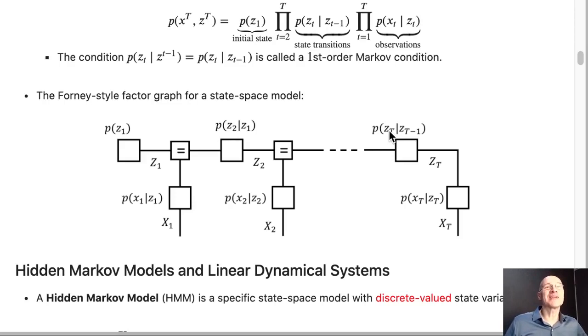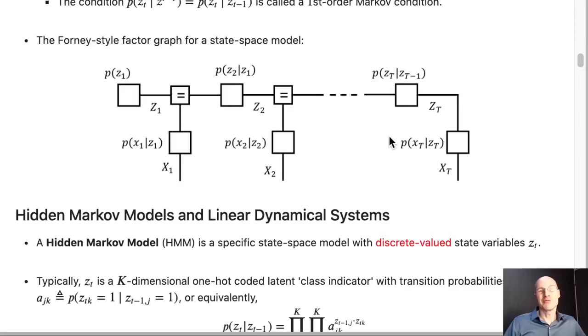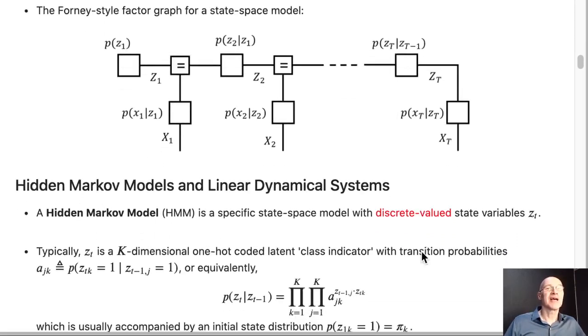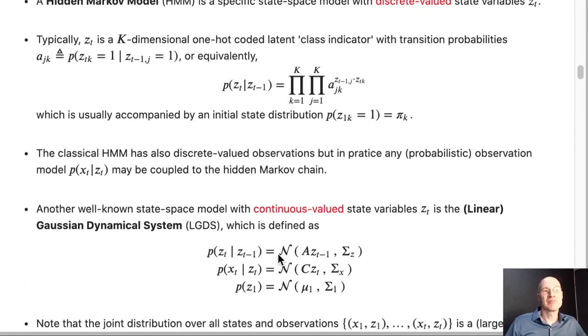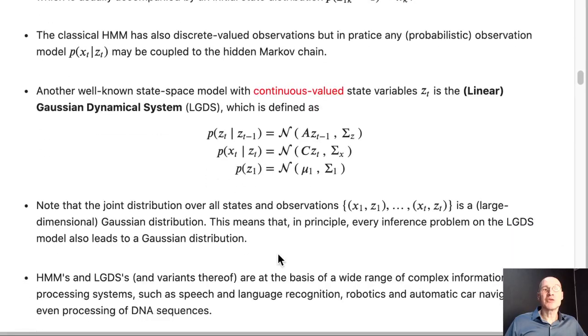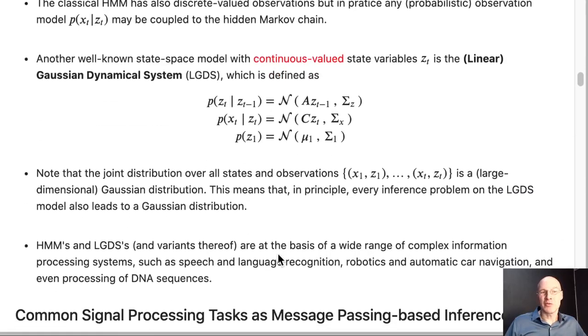But the most common case is when z of t is assumed to be drawn from a Gaussian, and then we say, okay, this is a Gaussian dynamical system. So these are two very big classes, the hidden Markov model on a discrete alphabet and the Gaussian dynamical system, where the state is on a real alphabet and your state transition matrix is a Gaussian. But you can use any other distribution if you want.